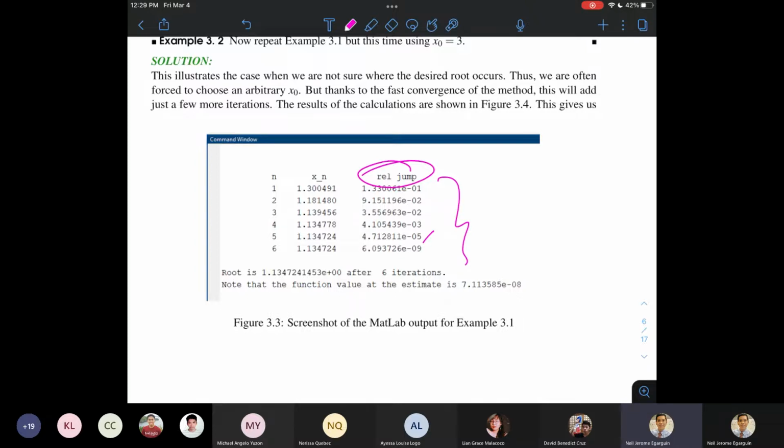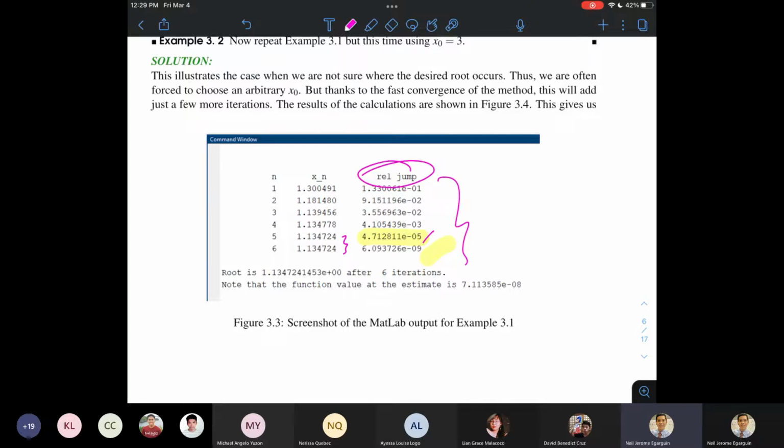Stopping criterion is 10 to the minus 6. And we're already at 4.71 times 10 to the minus 5 on the 5th iteration. Now, on the next iteration, 10 to the minus 9 na yung relative jump. So, ibig sabihin, wala na masyadong malaking pagbabago between the 5th and the 6th estimate. So that means we don't expect a more significant change between the 6th and the 7th iteration. So titigilan ko na yung pag-iterate kasi hindi na ganun kalaki yung pagbabago dun sa mga estimates na nakukuha natin.